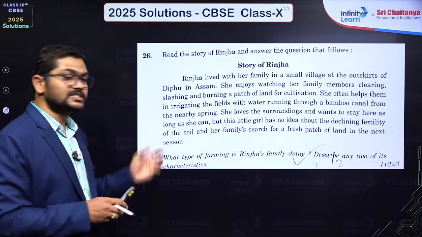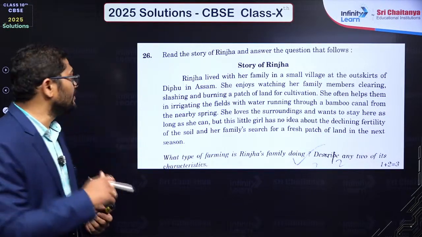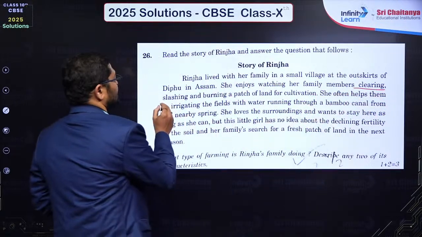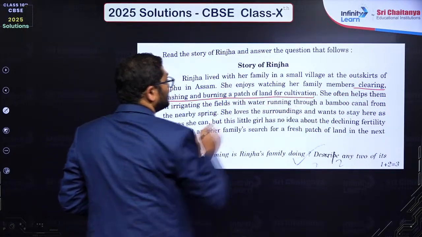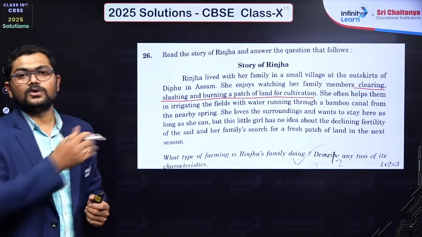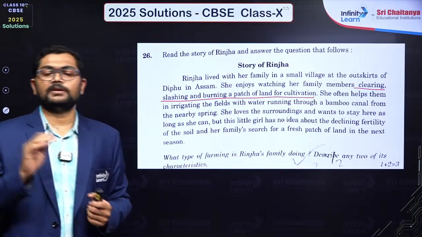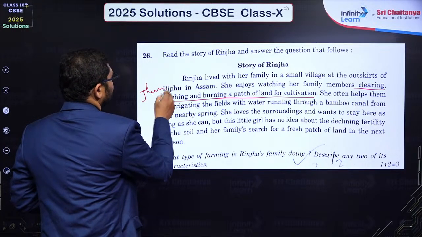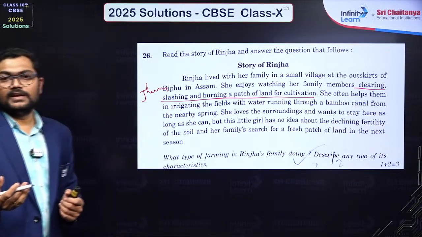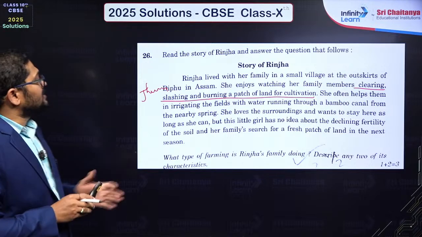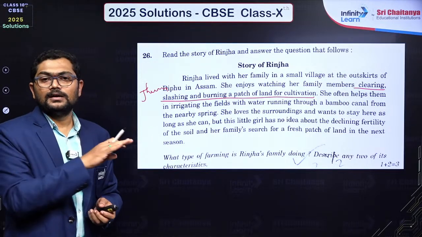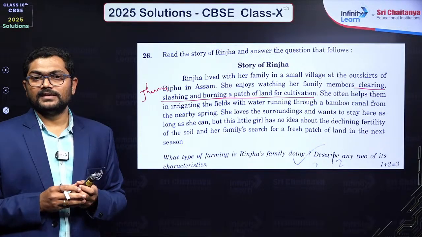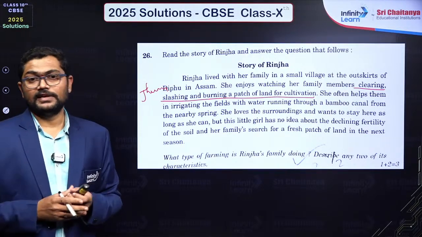And the question that follows is, what type of farming is Rinja's family doing? Describe any two of its characteristics. So based on the information that is given, whenever you see clearing, slashing and burning a patch of land for cultivation, we can easily think that they are talking about slash and burn type of cultivation, or otherwise in North India it is also called jhum cultivation. In that kind of cultivation we clear the patch of land, burn all the trees that we have cut there, and spread the ashes in that particular region, which may act as fertilizer.